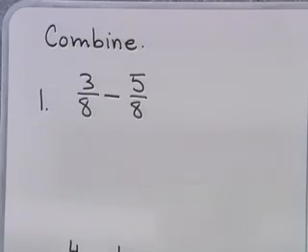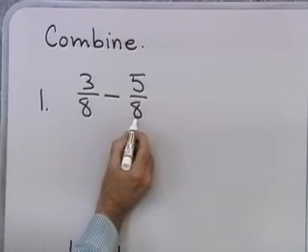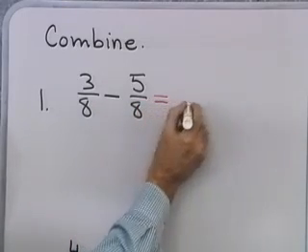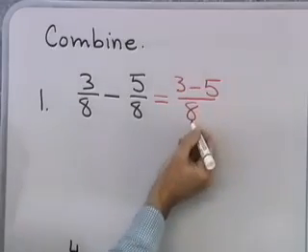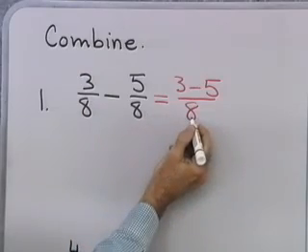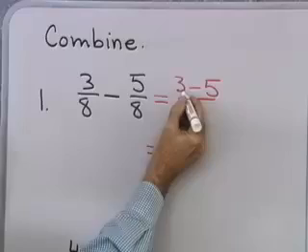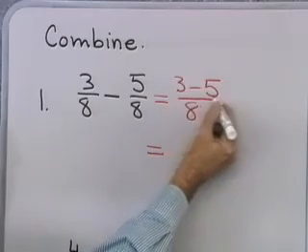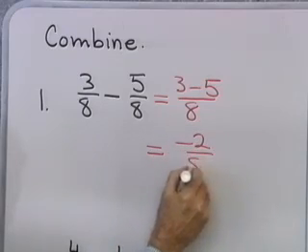What is 3/8 subtract 5/8? Well, I can add or subtract fractions that have the same denominator. So I'm going to write this as 3 subtract 5 over 8. When I add or subtract fractions that have the same denominator, I keep that denominator and simply add or subtract the numerators. Now, 3 plus negative 5, remember I think in terms of addition, 3 plus negative 5 is negative 2 divided by 8.